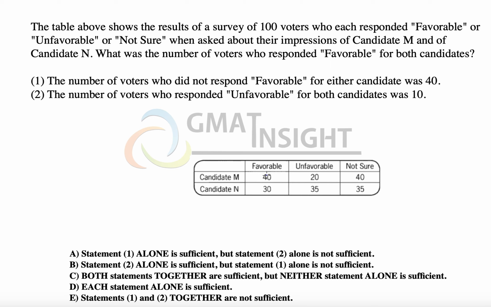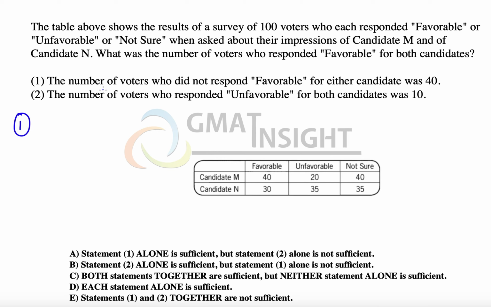We can see that favorable for M is 40, favorable for N is 30, and the total voters are 100. So if we could find how many are common between these people who said favorable for both of them, then we can find the total number of people who said favorable for both the candidates. Alright, so let us see the first statement.